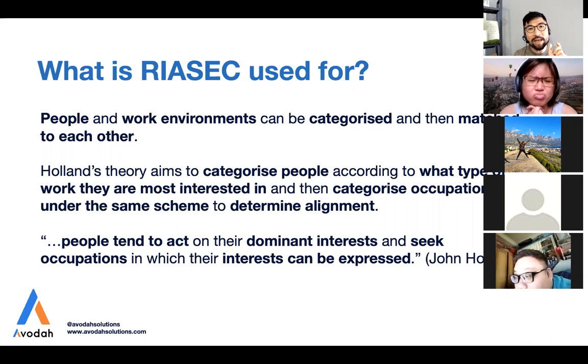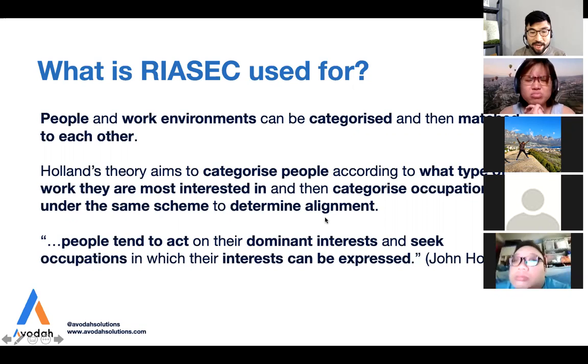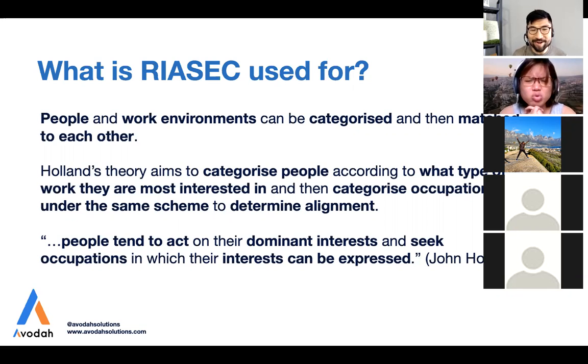So if you understand your RIASEC code well enough, and you're able to identify the RIASEC code of a job, you can potentially decide for yourself whether this is a good fit or not. John Holland also says that we tend to act on our dominant interests and seek occupations in which our interests can be expressed. Simply put, it means that we prefer to do things that we like to do. I think that is the simplest way of putting it across. And RIASEC is definitely one of the assessment tools to help you to do that.